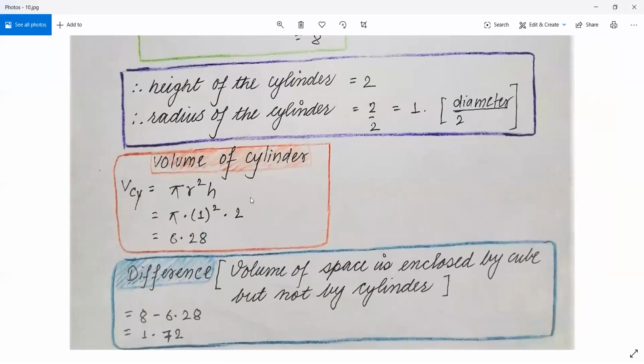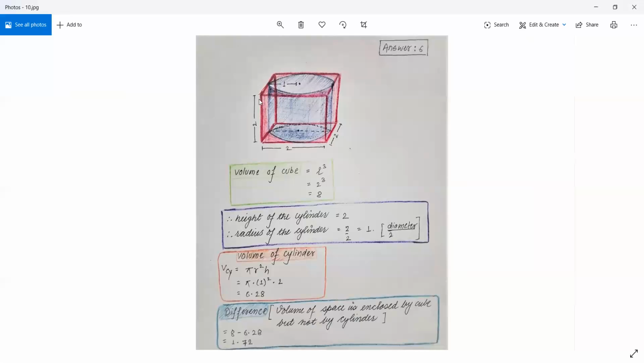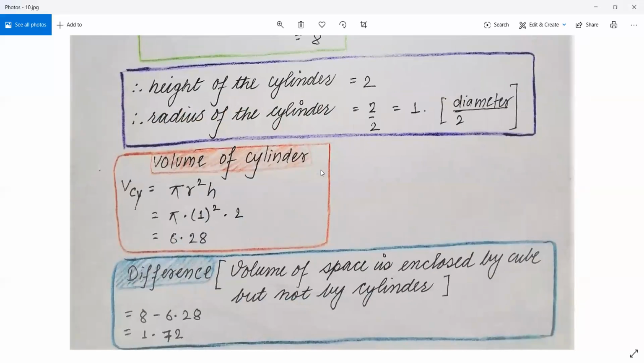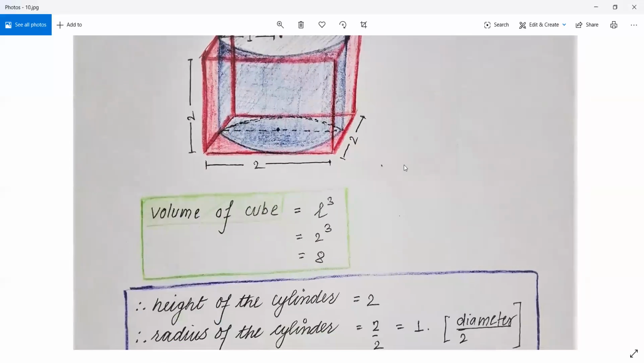So the question has asked for the difference, right? It has asked for the volume of space enclosed by the cube but not by the cylinder, the red colored part inside the cube. So you just need to find the difference between the volume of the cube and the volume of the cylinder, so you can get the space inside the cube that isn't enclosed by the cylinder. So the difference is 8 minus 6.28. That is 1.72. Right? 1.72.